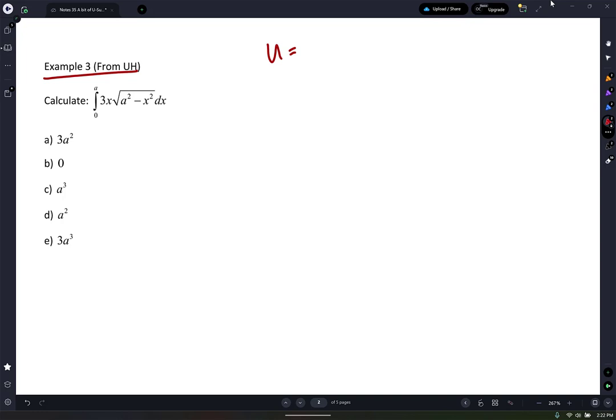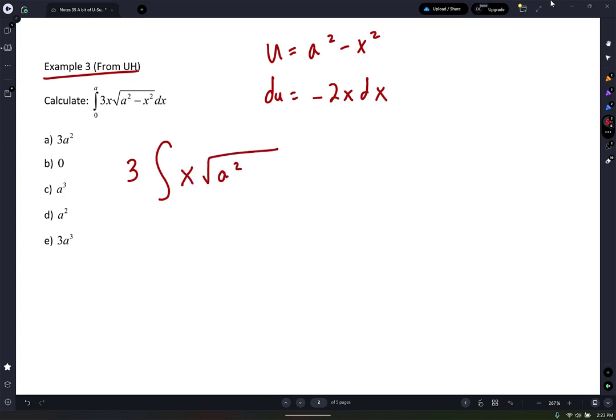So I'm going to write u equals a squared minus x squared. So du is going to be negative 2x dx. The a is a constant. I see a 3 there. I'm going to move the 3 to the outside of the integrand. I'm just rewriting it so you guys can see what's up.